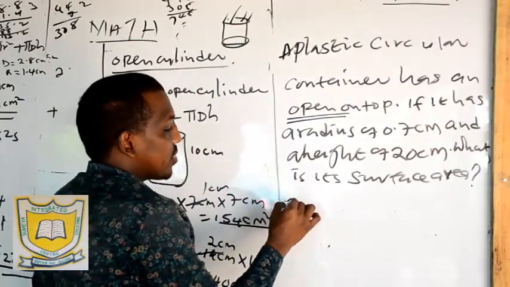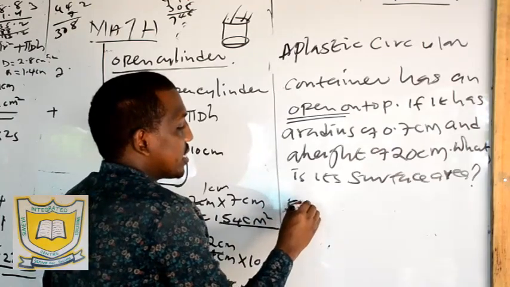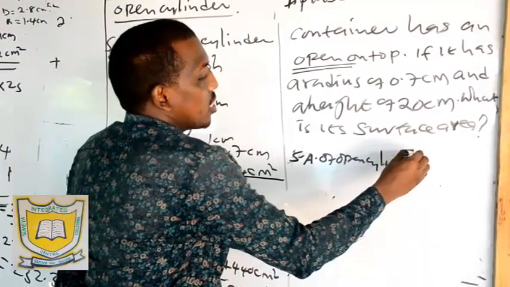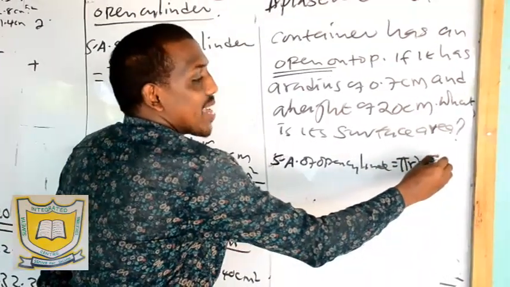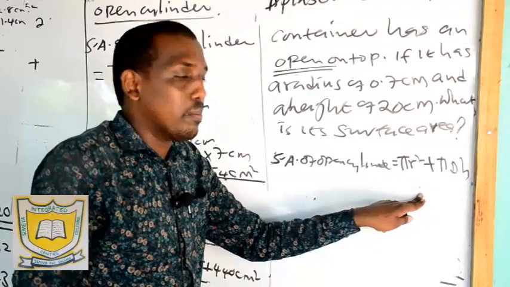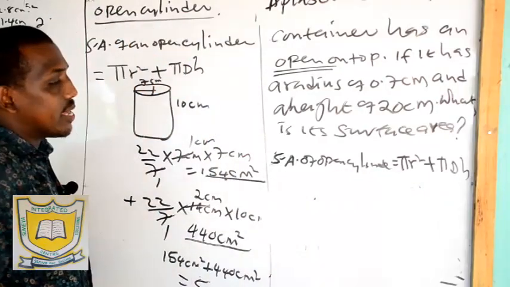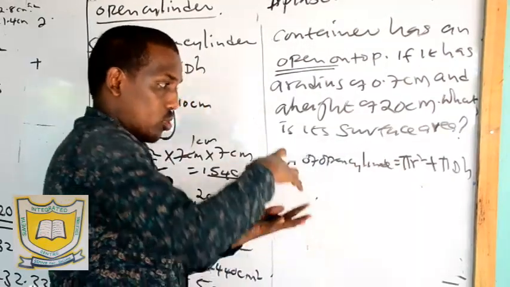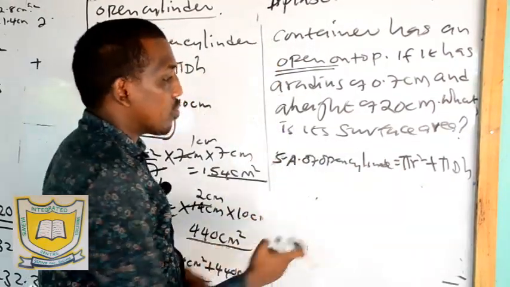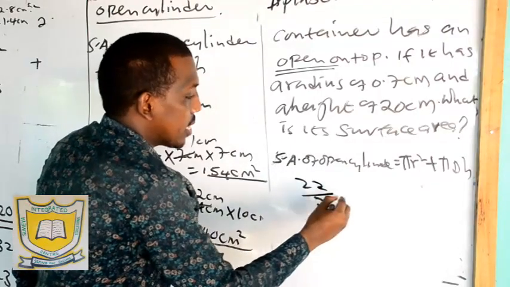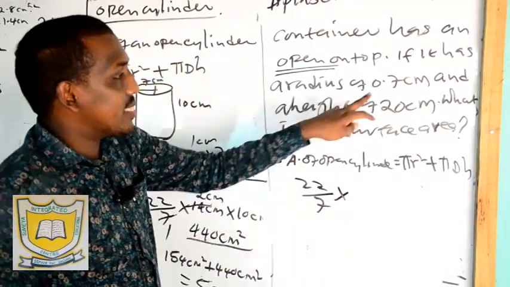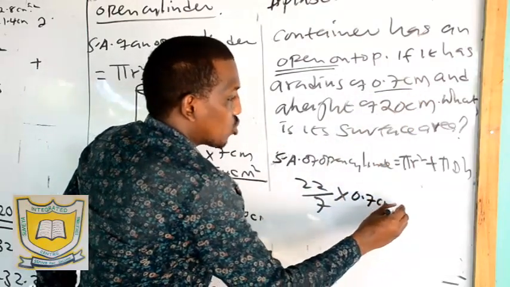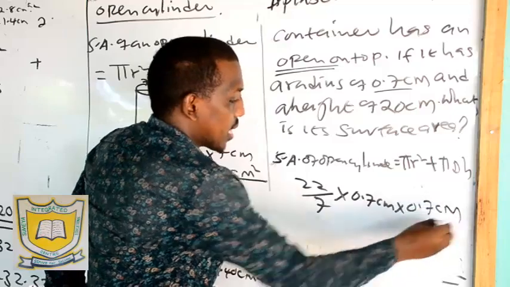So let us get now the open. How do we get the surface area of an open cylinder? The formula we said is πr² plus πdh. Remember, there's no 2. Closed has 2πr², but open on top is not there. You only get one at the bottom. So 22 over 7 times the radius, 0.7 centimeter, times 0.7 centimeter.